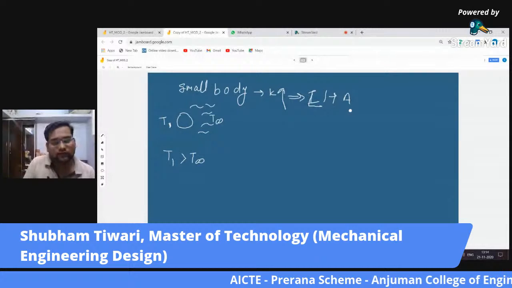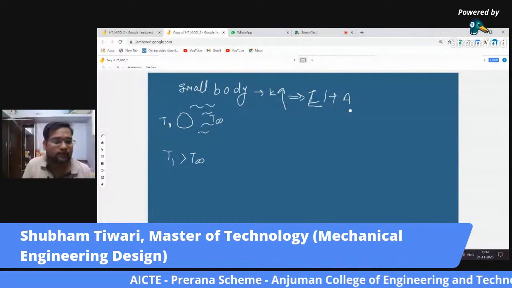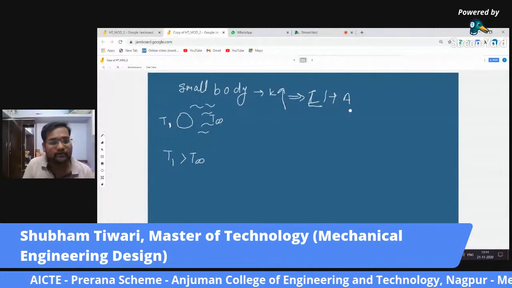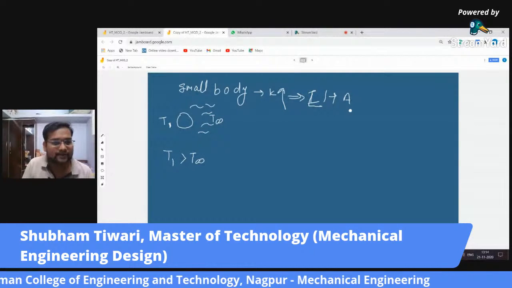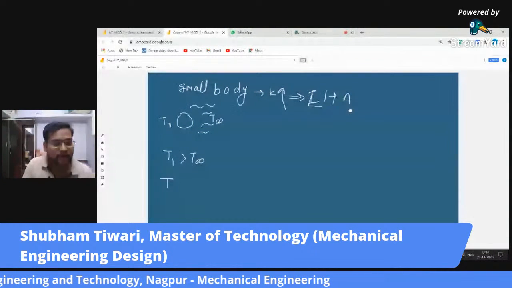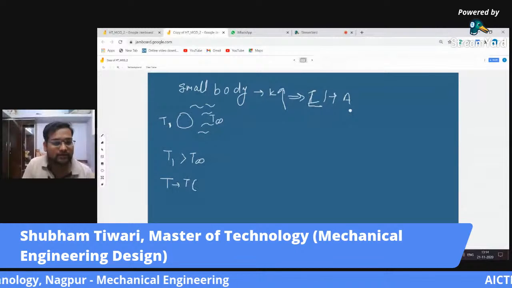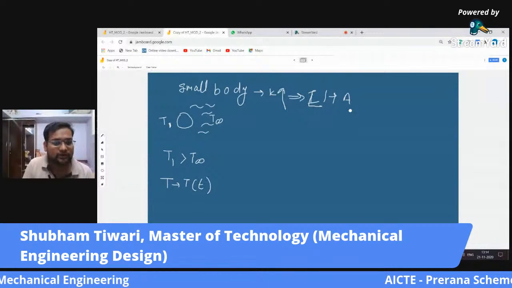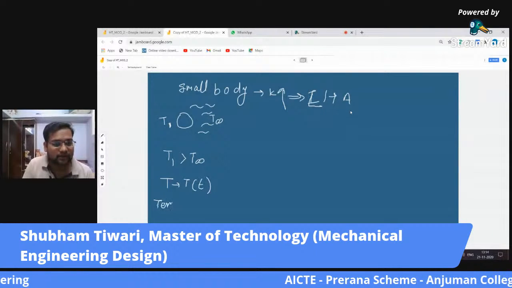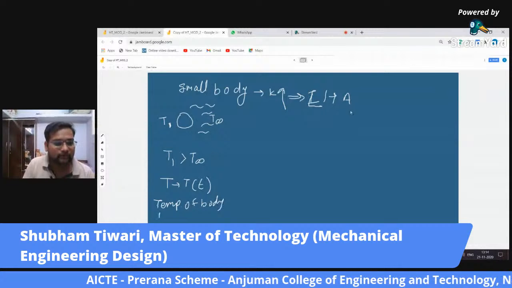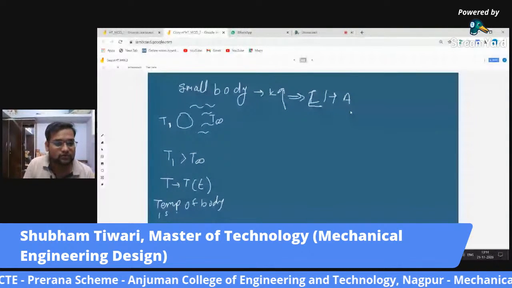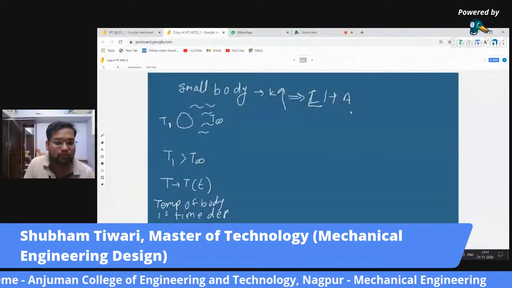Now we know that as time moves, the temperature of the body will keep on changing as the heat is conducted out. So we can say that the temperature of this body is a function of time t. It is time dependent. The temperature of the body is time dependent.